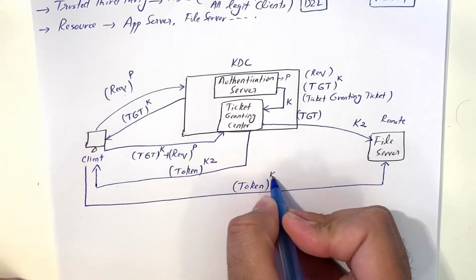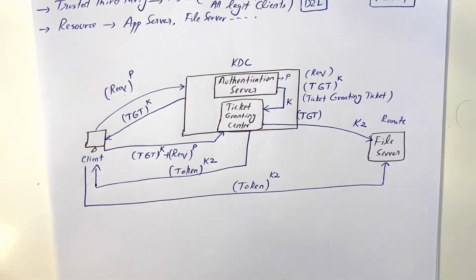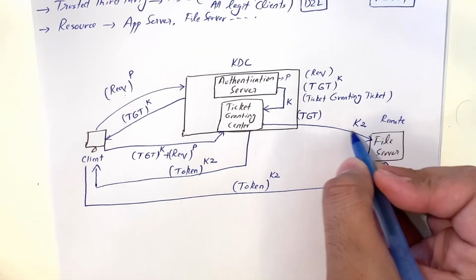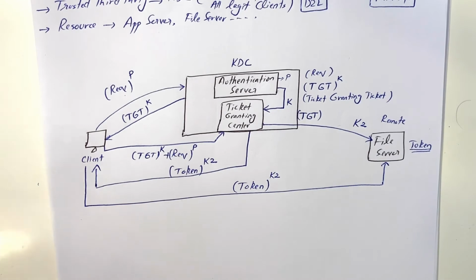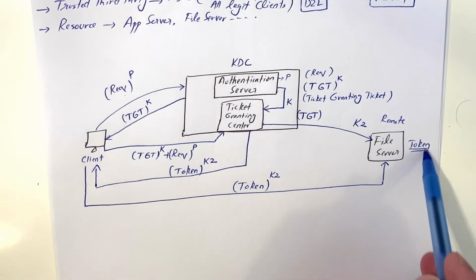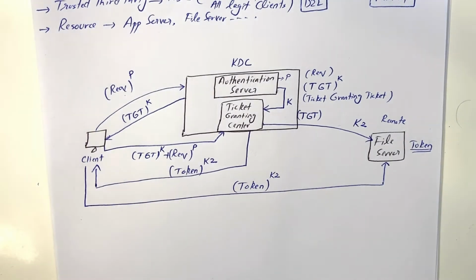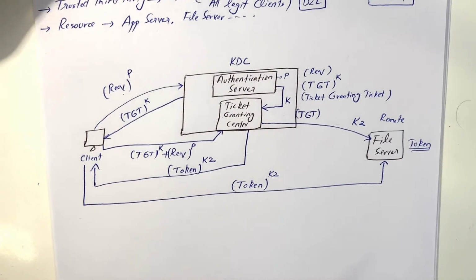Client will forward this token and just try to access that. File server already got this K2. File server will unveil the token and authenticate the user. And of course, after that, if the file server can successfully retrieve the token, they will allow the user to access the file server. So this is basically called the Kerberos protocol.